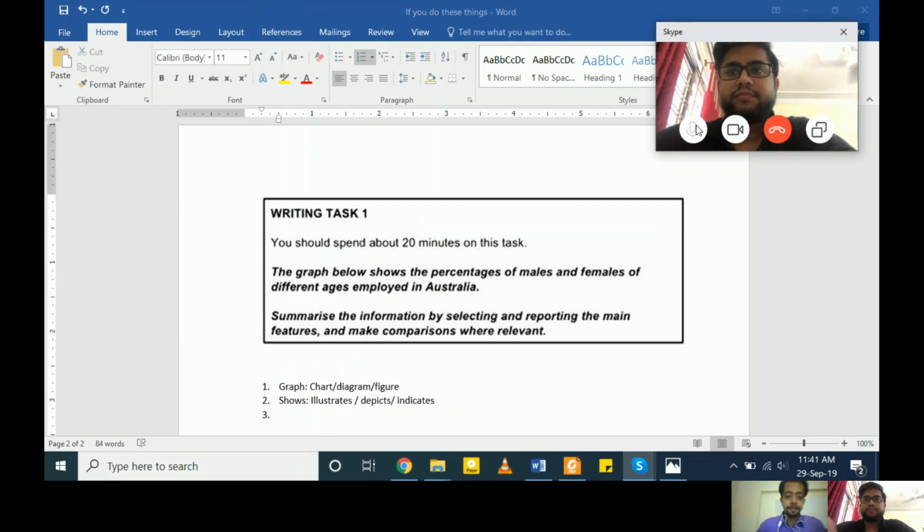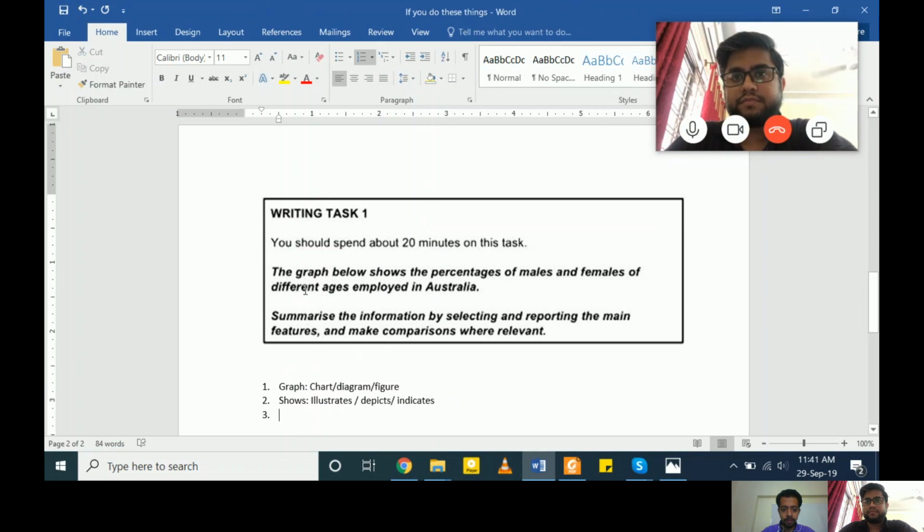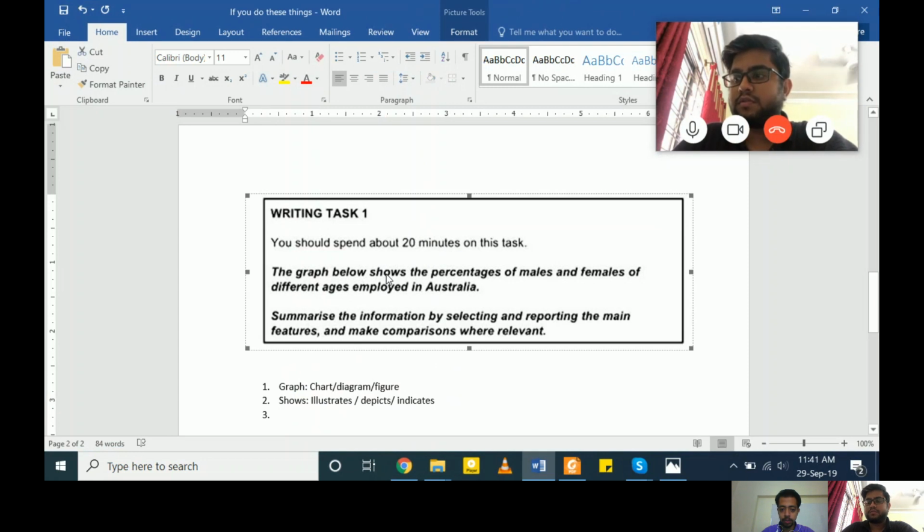All right, let's start again. It's writing task one. Okay, where were we? We were discussing the third word. The graph below shows the percentages. Shows. Now you know what you should write instead of shows, right? Yes. Moving towards the next word. The graph below shows the percentages. What can you write instead of percentage?